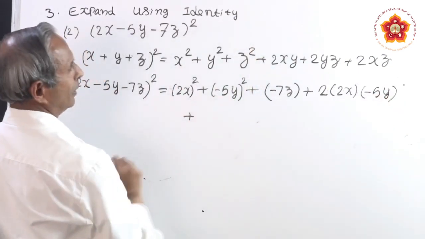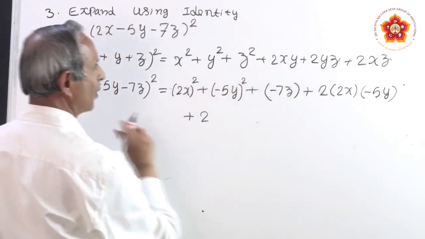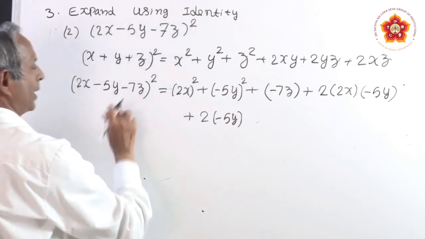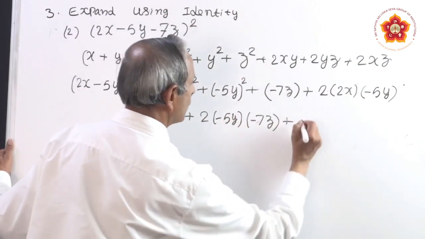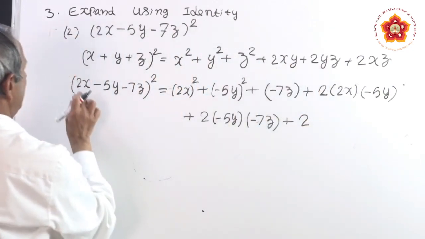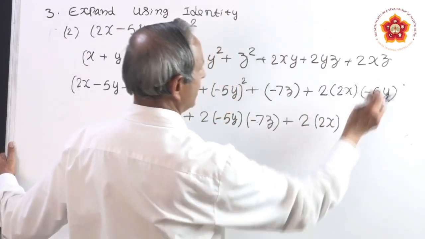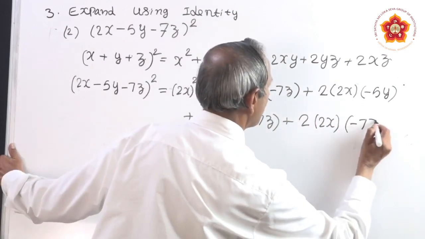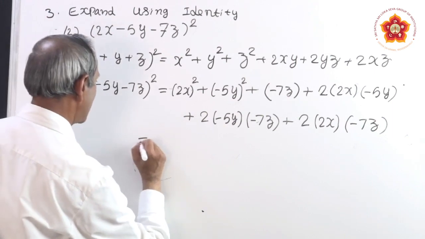plus, then 2 write as it is. Instead of y place minus 5y is there, instead of z place minus 7z is there, plus once again 2 write as it is, then xz is there, x place 2x is there, and z place minus 7z is there. Now expand and write the answer.